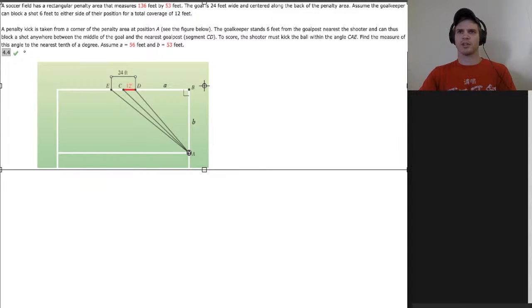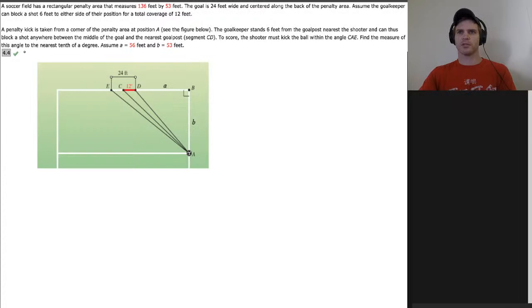This says a soccer field has a rectangular penalty area that measures 136 feet by 53 feet. Penalty area, I don't even know what that is. The goal is 24 feet wide and centered along the back of the penalty area.